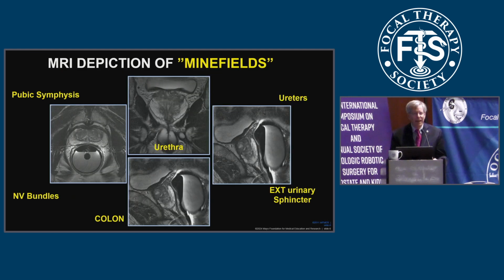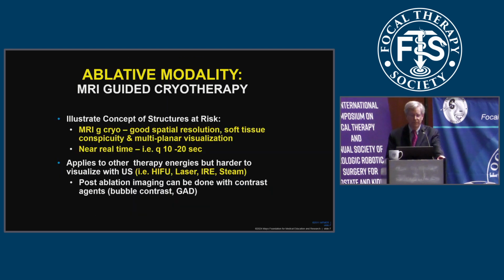So in terms of the anatomic features that we have to avoid problems with, I look at these as minefields. Certainly the neurovascular bundles, the urethra, the apex of the prostate, the external sphincter, the rectum, the anterior portion of the posterior aspect of the pubic symphysis. And we don't often talk about the ureter, but if you're going after the base of the prostate or the seminal vesicle takeoff, it's right there.